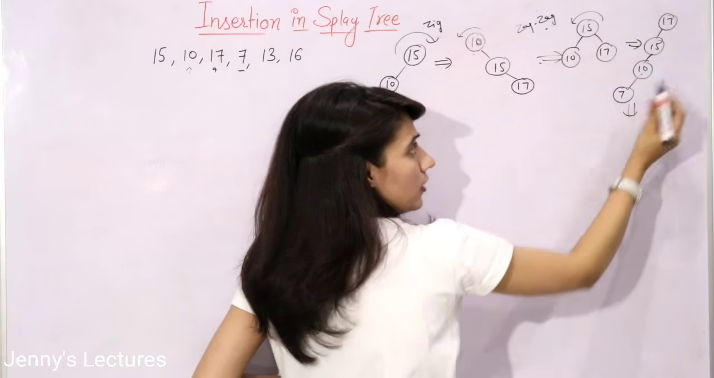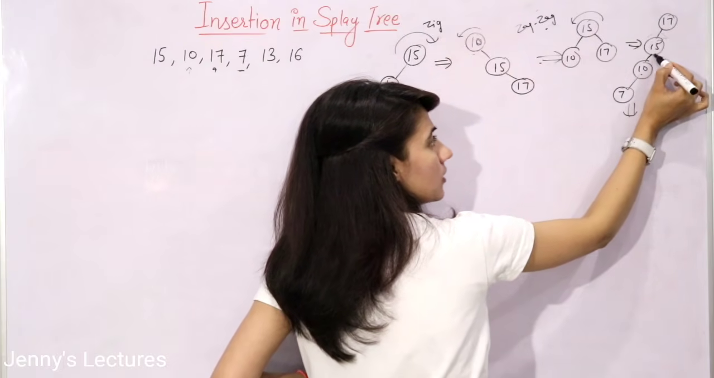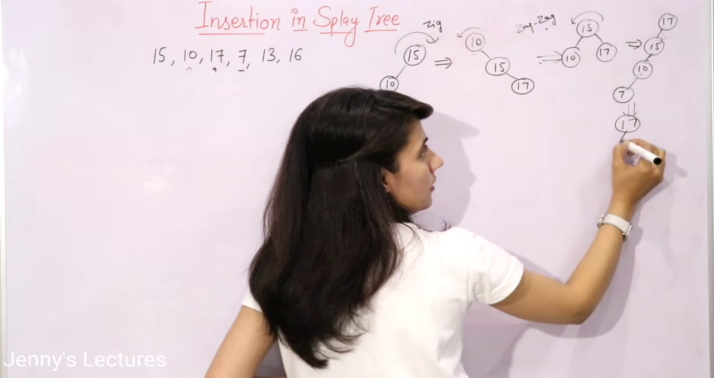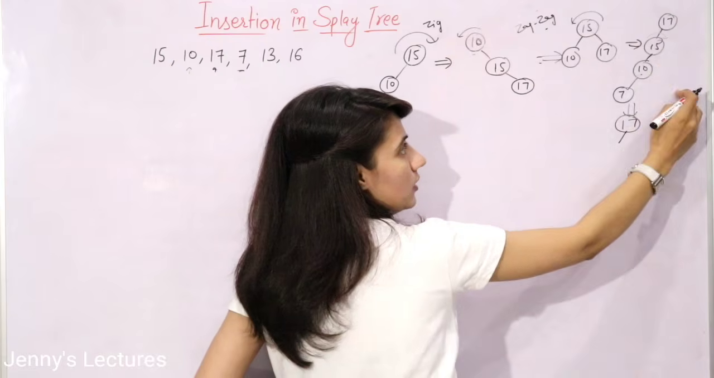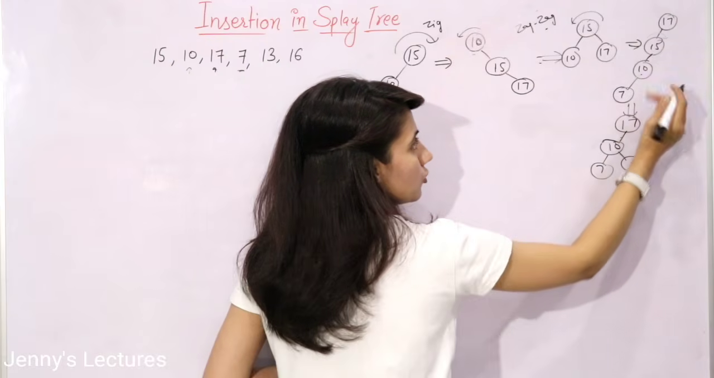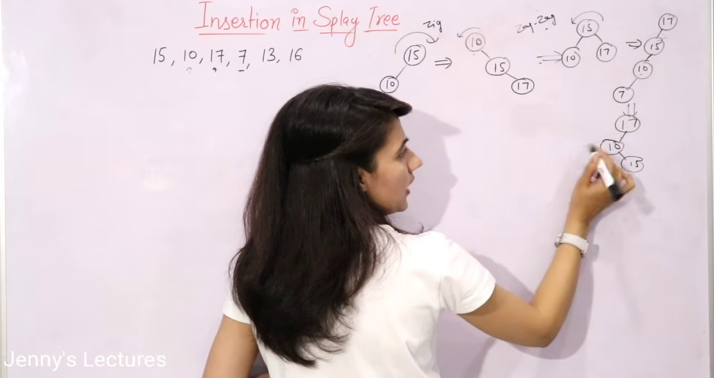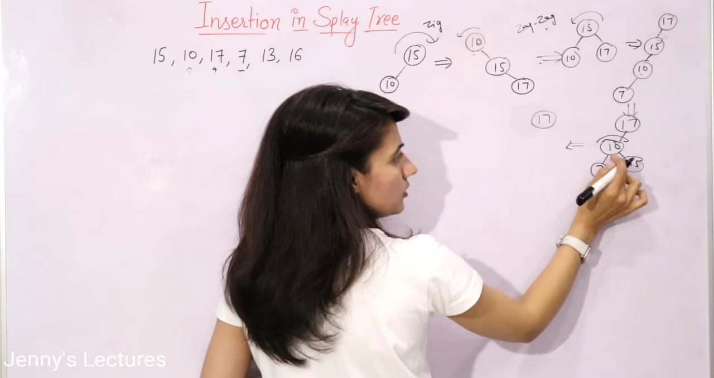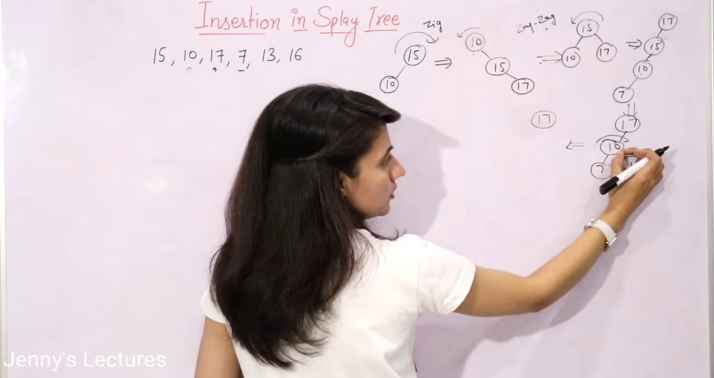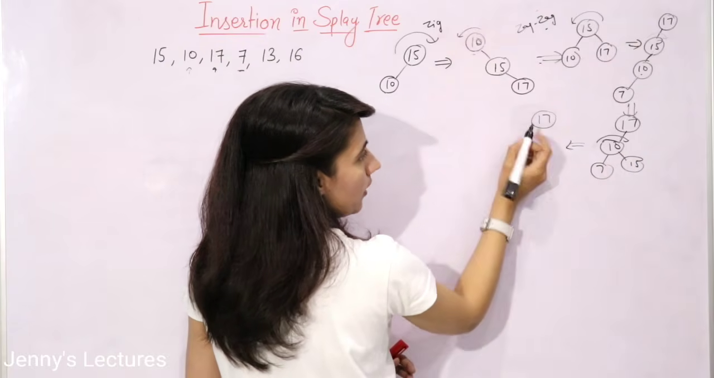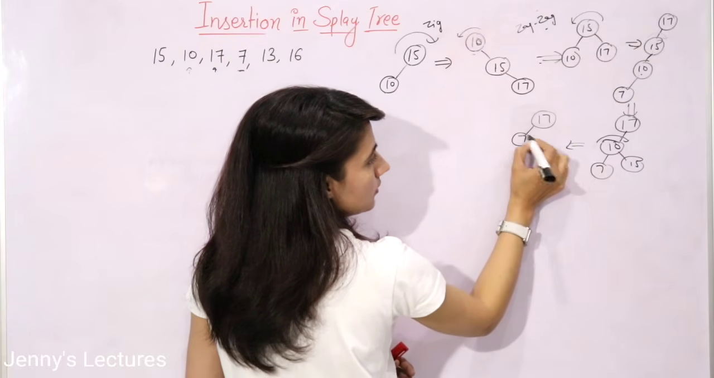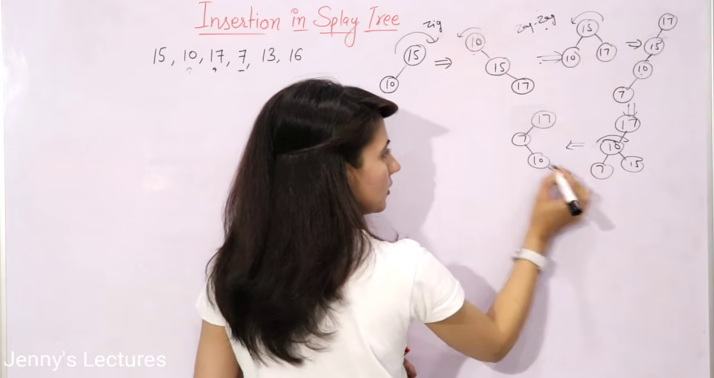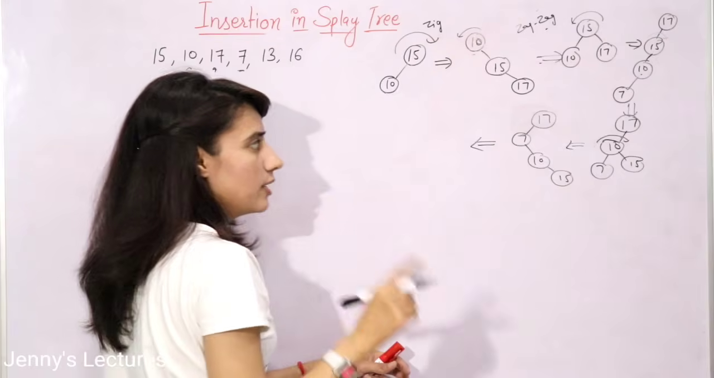The first right rotation would be about 15, the grandparent of 7. So now the tree would be 17. We pull this 15 downward and 10 goes upward. So after the first right rotation, the tree is something like this. Now again a right rotation about this 10. So we right rotate this, meaning 10 goes downward and 7 goes upward. Now here we have 7, 10 on this side, and on this side 15. But we are not done yet, because 7 is still not the root.